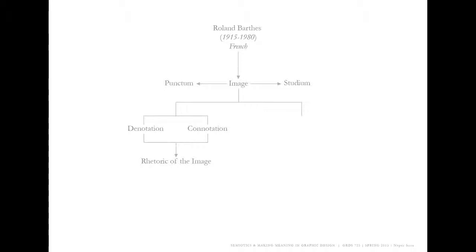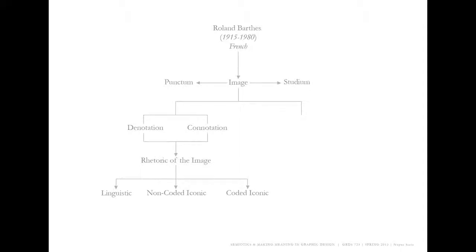In the rhetoric of the image, he looks at the combination of the ways in which image and text produce meaning. Linguistic message works as anchorage and relay. A non-coded iconic message has an absence of meaning, full of all meanings. It is a signifier without a signified. A coded iconic message creates a conceptual connection with the viewer.